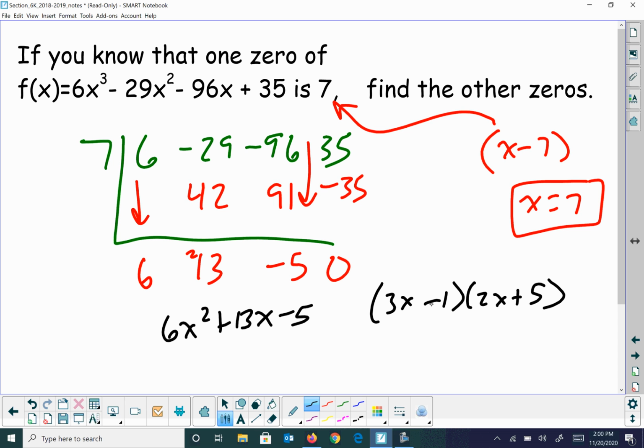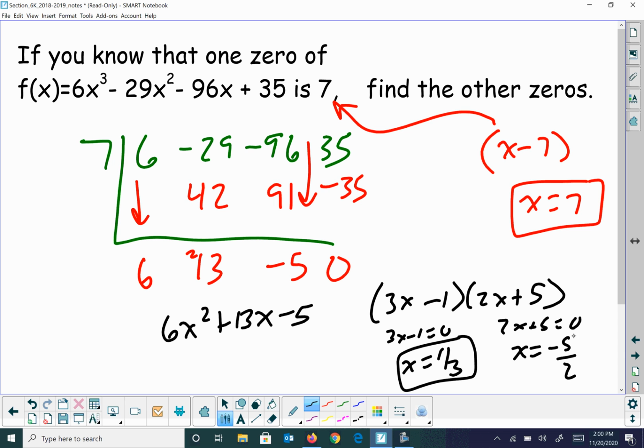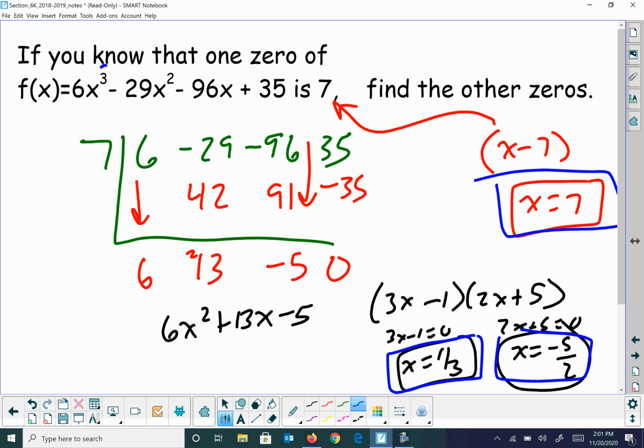All right, so my other answers, I'm going to set each of those equal to 0. So add 1, divide by 3. 2x plus 5 equals 0, so subtract 5, divide by 2. So we actually have 3 real solutions for this problem. So here's a solution, and then we knew this original one's a solution. And being it's raised to the third power, that should happen. So they're either real or complex. These ones happen to be real.